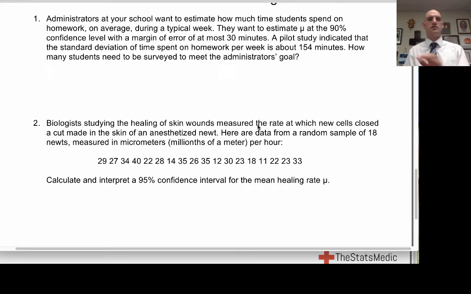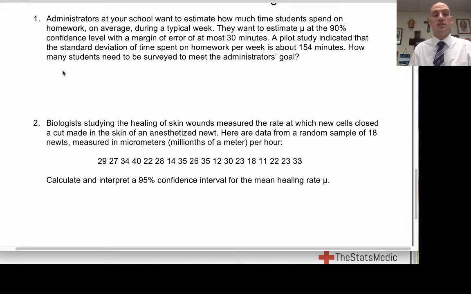So here we go. Administrators at your school want to estimate how much time students spend on homework on average during a typical week. They want to estimate this mean at a 90% confidence interval with a margin of error of at most 30 minutes. A pilot study indicated that the standard deviation of time spent on homework per week is about 154 minutes. How many students need to be surveyed to meet the administrator's goal?